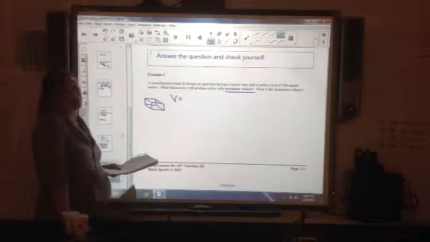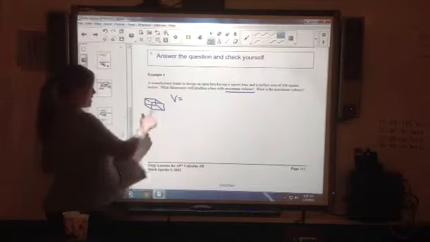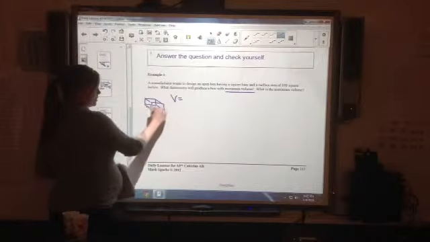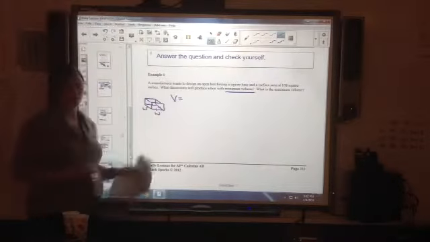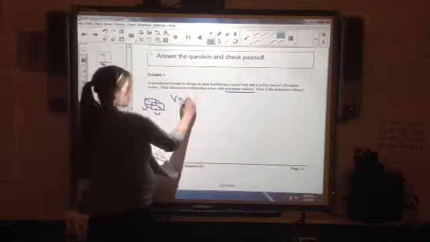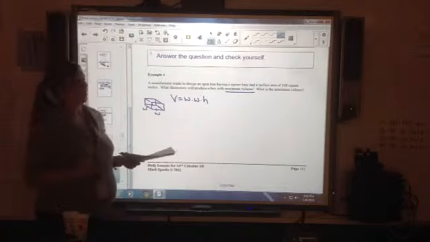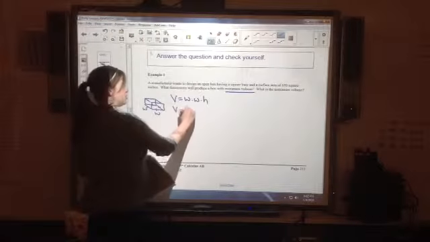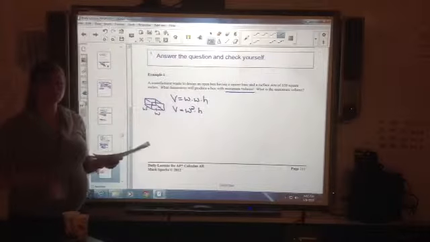So what I'm going to do is think about this in terms of volume, which is length times width times height. But if I have something like this, and it has a square base, that means two of these dimensions are going to be the same. So instead of length times width times height, I'm going to say width squared times height. Or I could say V is equal to W squared times H. Okay, so far so good.